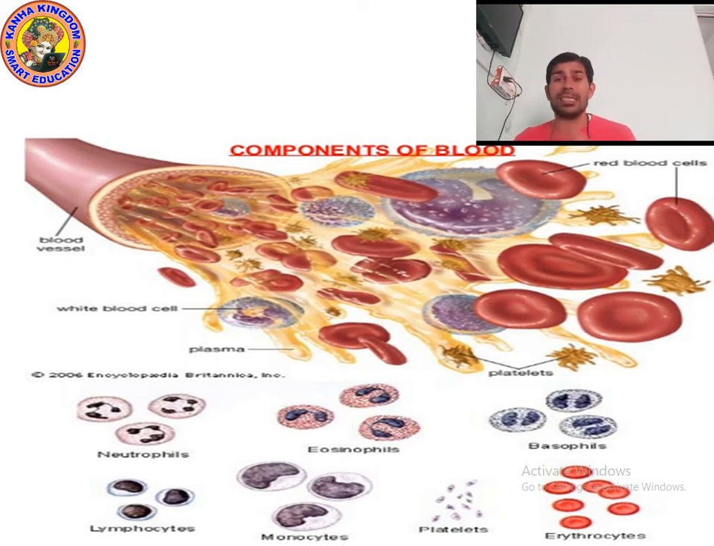This is actually blood. The picture that you are watching right now on your screen, that is actually blood. So you can see the red disc like structure, these are actually red blood cells.